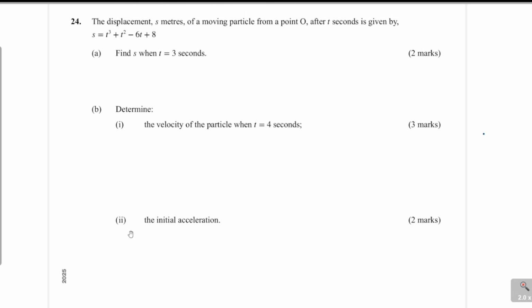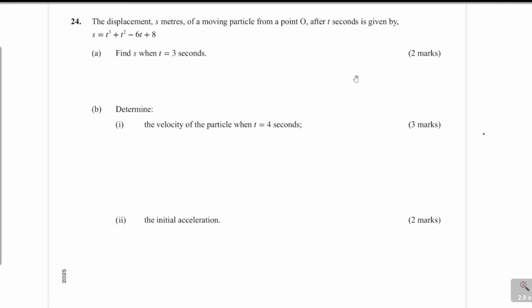Question 24. The displacement S meters of a moving particle from point O after t seconds is given by S equals t cubed plus t squared minus 6t plus 8. Part A of the question: find S when t is equal to 3 seconds.